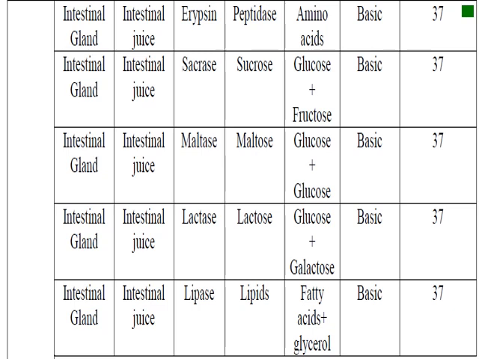Also, maltase works on maltose to give glucose and glucose, medium basic, temperature 37. Also, lactase works on lactose to give glucose and galactose, medium is basic, temperature 37. Intestinal juice contains lipase, which works on lipids to give fatty acids and glycerol, medium basic, temperature 37 degrees Celsius.